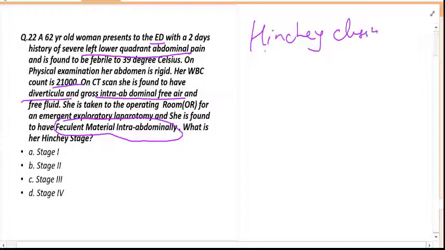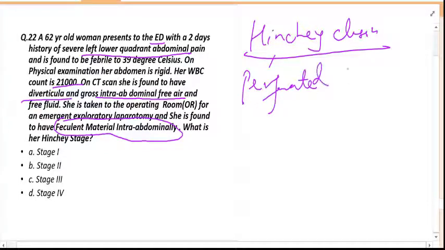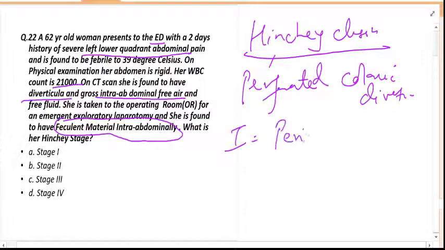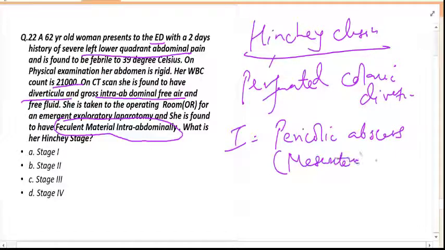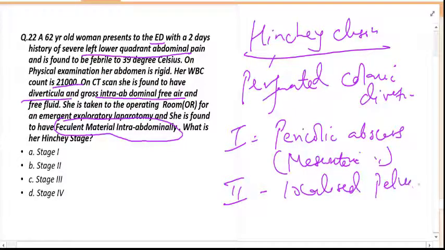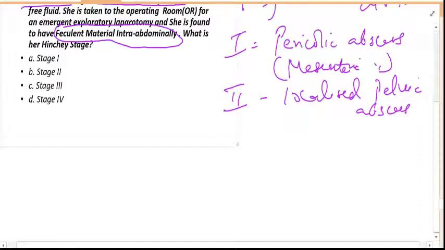See, this Hinchey classification is given for perforated colonic diverticula. Hinchey class 1 is initially when the perforation is small, there can be limited pericolic abscess, or you can say mesenteric abscess. In stage 2, there can be localized pelvic abscess, localized pelvic collection or abscess. There will be pus, but mainly it is present in the pelvis.